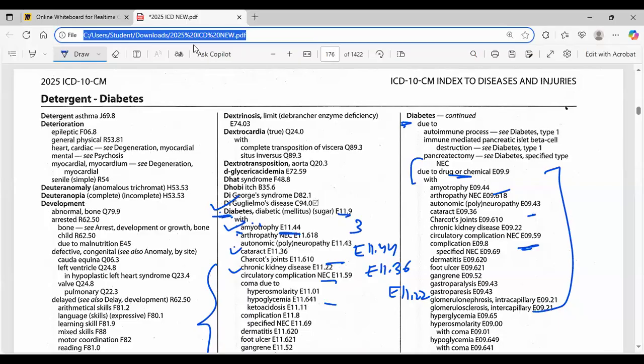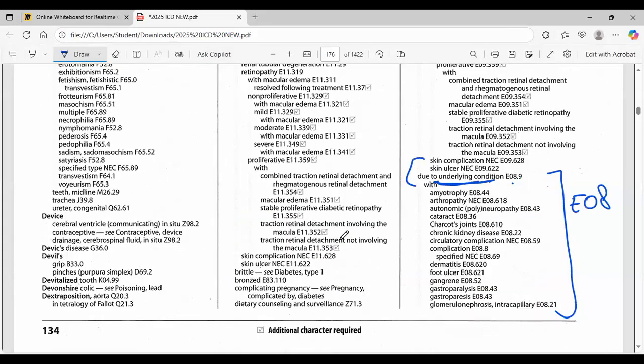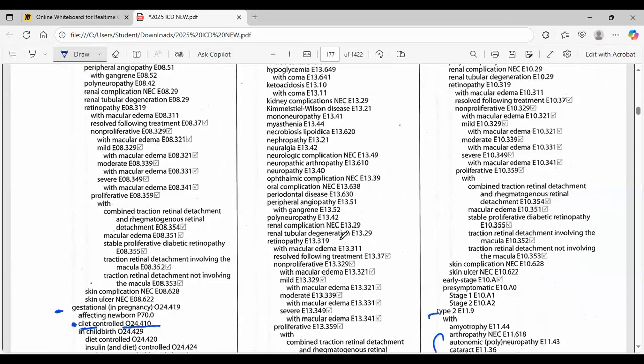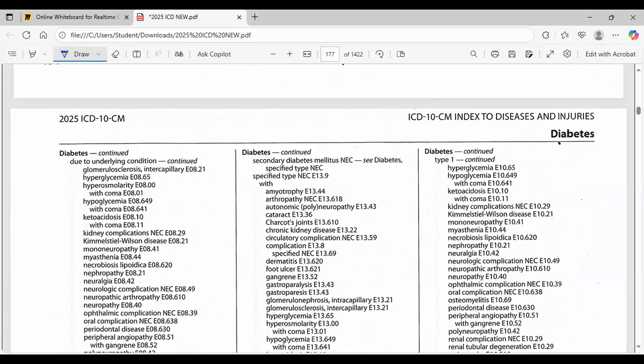Then we have to code E13. Why do we have to use a code from series E13? Because if you look for diabetes, and under diabetes you look for the post-pancreatectomy or even the post-procedural, our book will lead us to look for diabetes followed by the specified type NEC. And in the specified type NEC are all codes listed from the E13 series. So whenever a patient has diabetes due to procedures, you have to use a code from series E13.